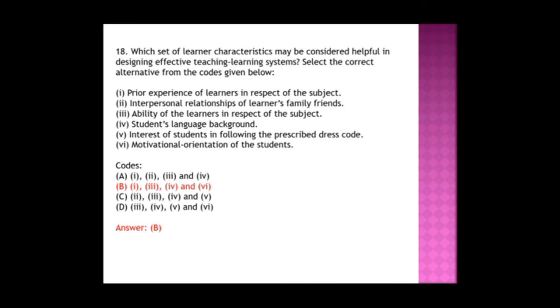Here the answer is B, 1, 3, 4 and 6. So here 5 and 2 are not related to learners' characteristics and not helpful in designing effective teaching learning. So the first, third, fourth and sixth are the answer here. So the correct code is B.